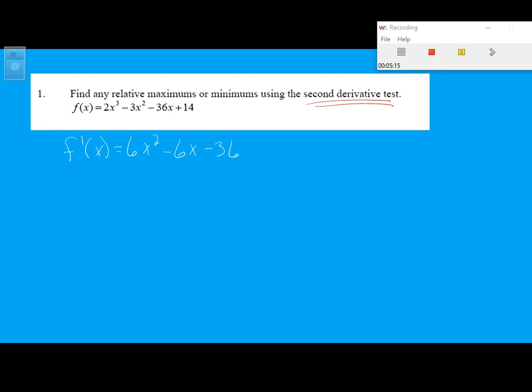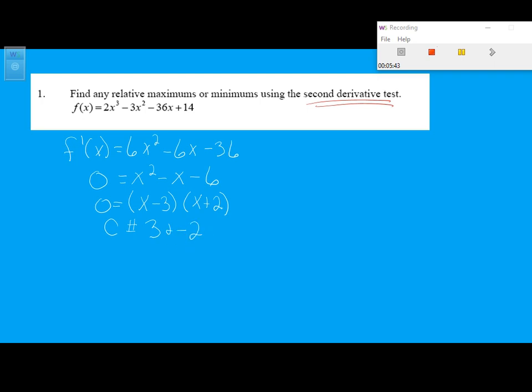We're going to do whatever it takes to set that equal to 0. So I'm going to set it equal to 0, and I'm going to divide everything through by 6 and get x squared minus x minus 6. I'm going to go ahead and factor this into x minus 3 and x plus 2. So I have my critical numbers to be 3 and negative 2.